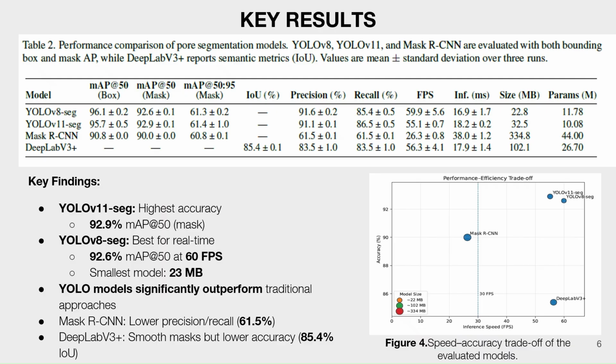So, here are the results in table 2. YOLO V11 gets the best accuracy at 92.9%, but here is what is really interesting. YOLO V8 is almost as good at 92.6% and it runs at 60 frames per second. So that's real time, and the model is only 23 megabytes, so you could actually deploy this in a factory. The other models struggled more. Mask R-CNN got 90% accuracy, but look at the precision and recall, only 61.5%. That means it is missing a lot of pores.